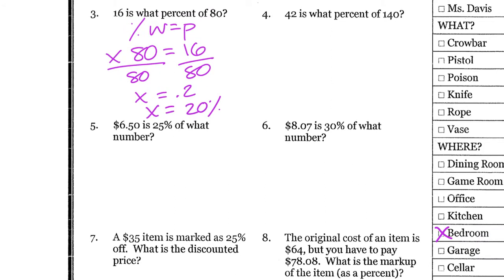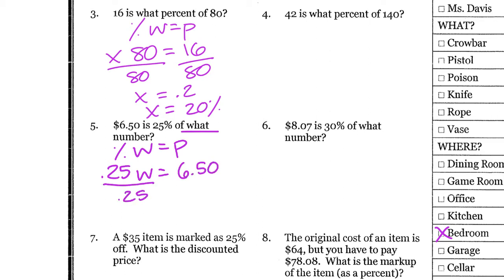$6.50 is 25% of some number. So percent times whole equals part. So of some number, it's only a part of some number. So we know the part and we know the percentage. And 25% as a decimal is 0.25. We don't know the whole number because it says of what number. Of is for our whole. Then we have 6.50. So what do we do? Got to divide since those were being multiplied. And yes, bring those decimals with you.